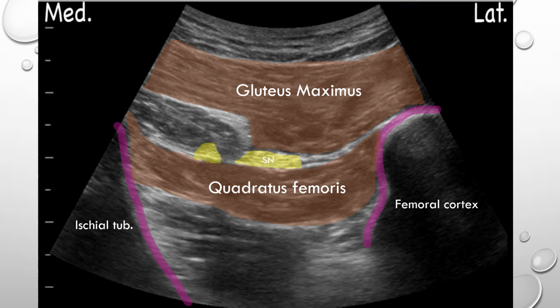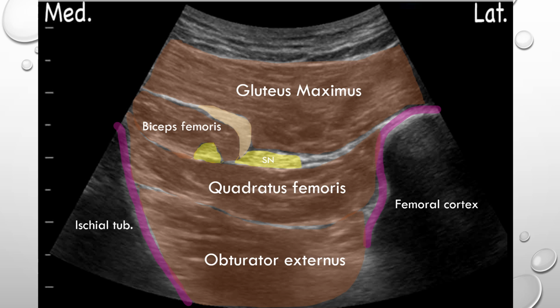The sciatic nerve and the posterior femoral cutaneous nerve are seen in the plane sandwiched between the gluteus maximus and the quadratus femoris. The biceps femoris and the tendon of semimembranosus are seen superficial to the sciatic nerve and the posterior femoral cutaneous nerve. The obturator externus is seen deep to the quadratus femoris muscle.